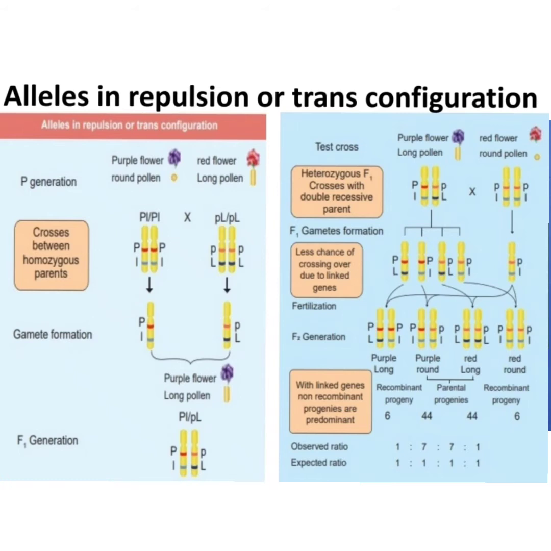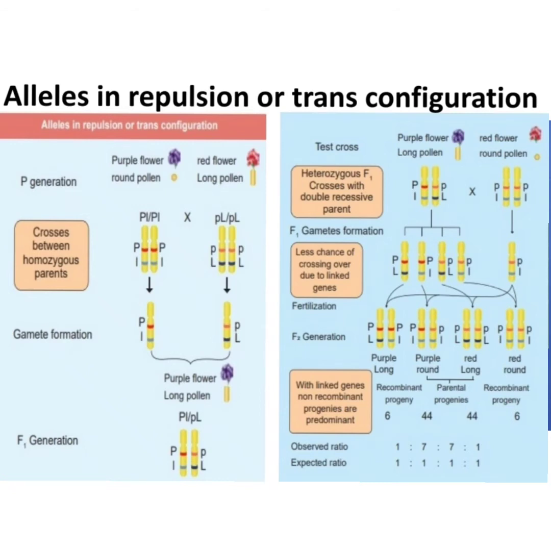The gametes formed by the purple flower with round pollen are capital P small l, and the gametes formed by the red flower with long pollen are small p and capital L. The F1 progeny formed is purple flower with long pollen. The genotype is capital P small l in one homologous chromosome and small p and capital L in another homologous chromosome. When a test cross is done between the F1 generation and the recessive parent, the heterozygous F1 crosses with the double recessive parent. The purple flower with long pollen is represented in one homologous chromosome as capital P and small l, and in another homologous chromosome small p and capital L.